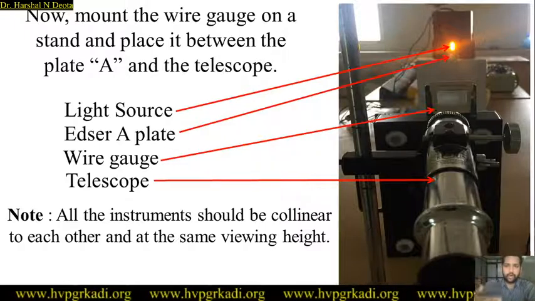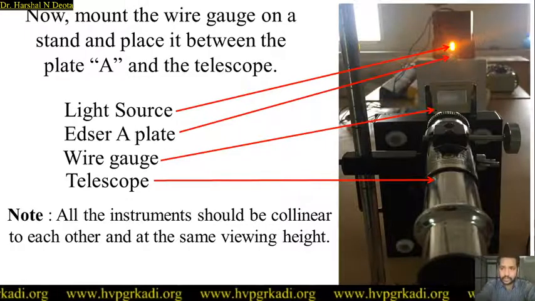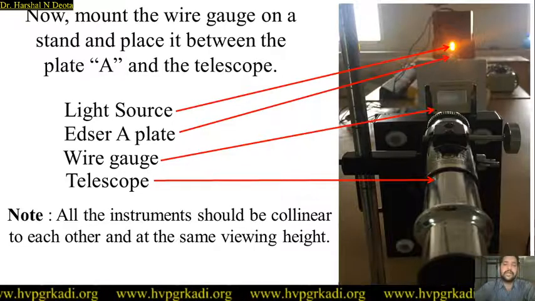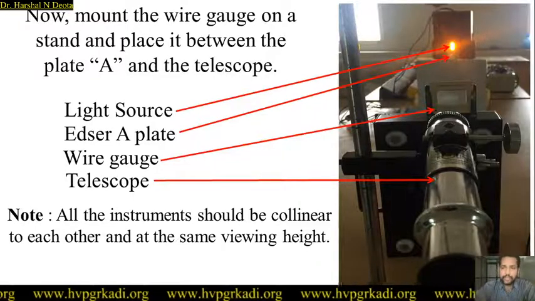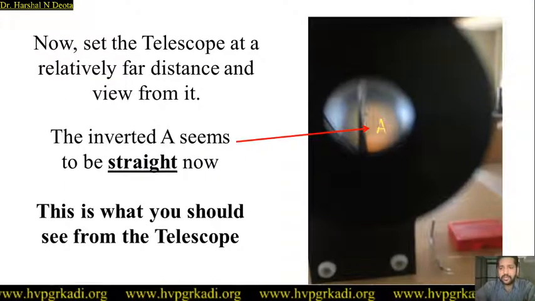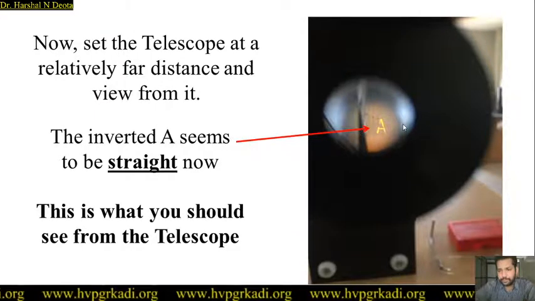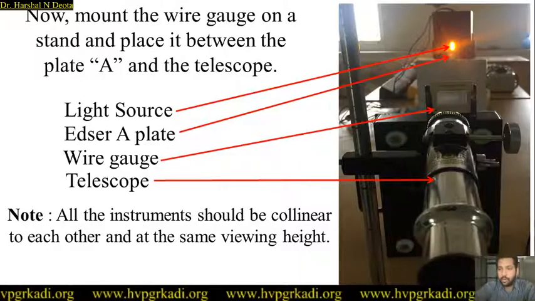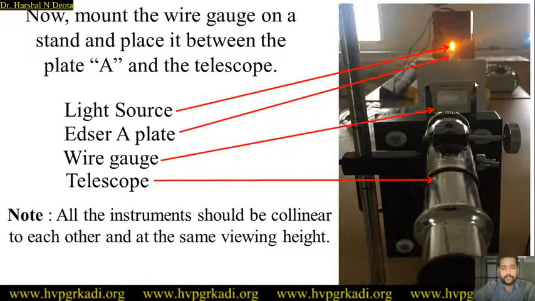First of all, we took all the apparatus and arranged it accordingly, collinear and at the same height, and then we will actually start observing. But what is to be observed? Friends, you already saw in the previous slide that from the telescope you have such a view, right? Just a pattern. Now, how would the view change when you have inserted the wire gauge here?